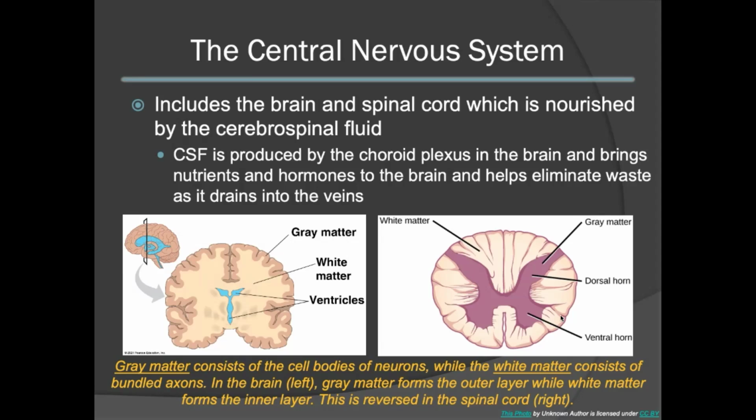Gray matter consists of cell bodies of neurons, while the white matter consists of the axons. In the brain, gray matter forms the outer layer, while the white matter forms the inner layer. However, this is reversed in the spinal cord. Note that in the spinal cord, the gray matter is considered to be internal, while the white matter is considered to be external. This means that the cell bodies in the spinal cord are interior, while the axons are exterior.